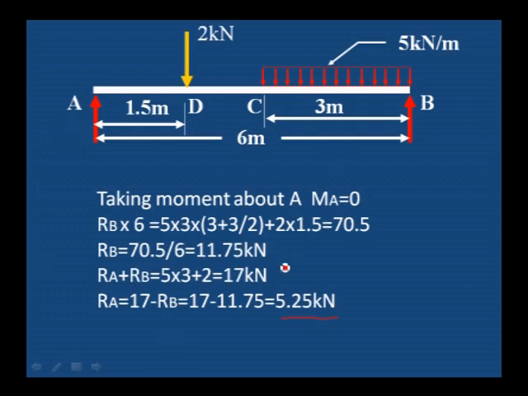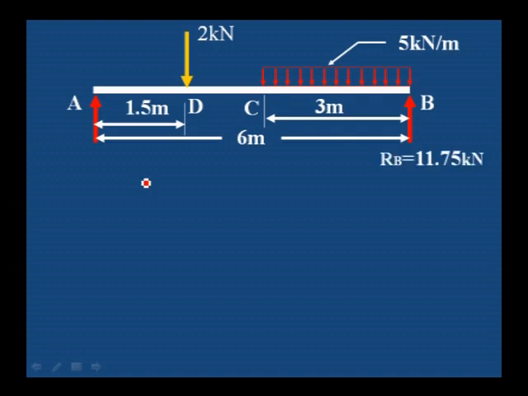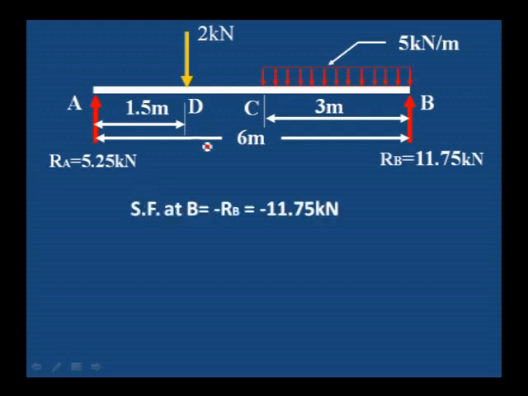For a simply supported beam, always calculate the reactions at A and B before calculating the shear force and bending moment diagram. This is the RA value 5.25 kilonewton, RB value is 11.75 kilonewton. By having the values of RA and RB, we can easily calculate the shear force values. Shear force at B: an upward force is acting, that is 11.75, the RB value. Therefore shear force at B is equal to minus 11.75.